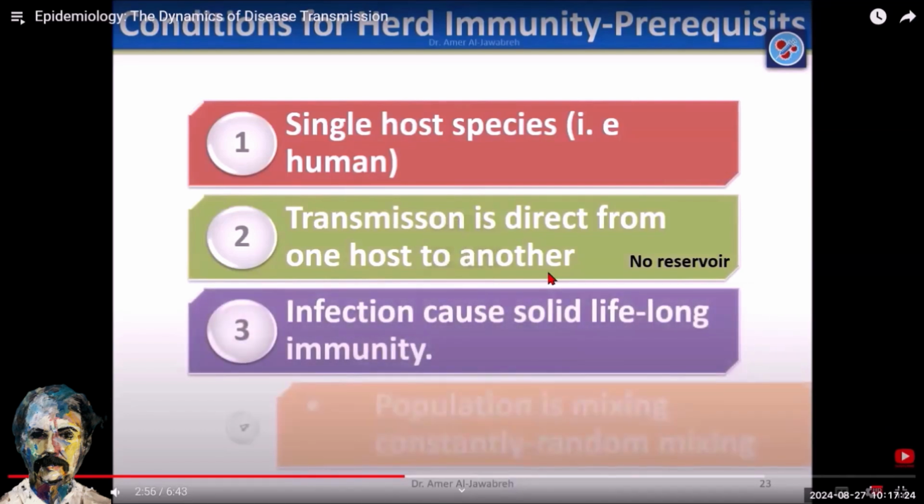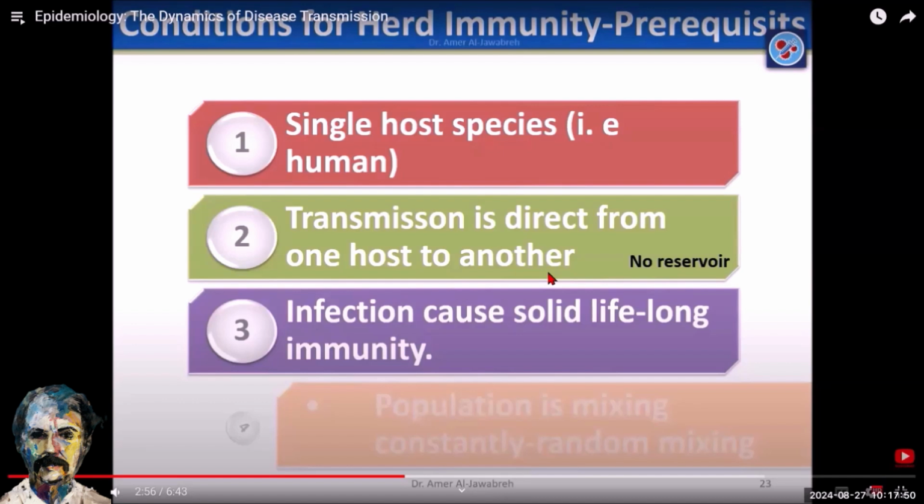Third, infection causes solid lifelong immunity. Some diseases, when you get them, you are immune for the rest of your life until you die. Example, chickenpox. You know chickenpox? Who was infected with chickenpox? Certainly all of you, all of us. Usually you get it when you are young. Rarely when you are adult.